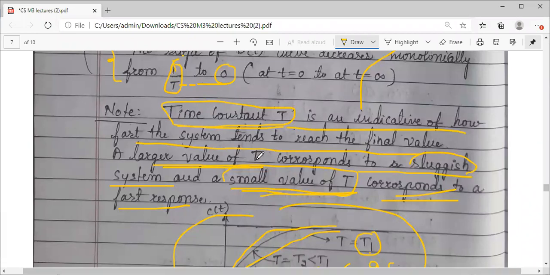अगर टाइम कांस्टेंट का वैल्यू कम है तो आपका सिस्टम फास्ट रिस्पॉन्स करेगा, जल्दी it will reach the final state. Inverse, if the time constant value is more, it is a sluggish system, that is a stagnant, it is a very slowly moving system. It will take a lot of time to reach the final state.